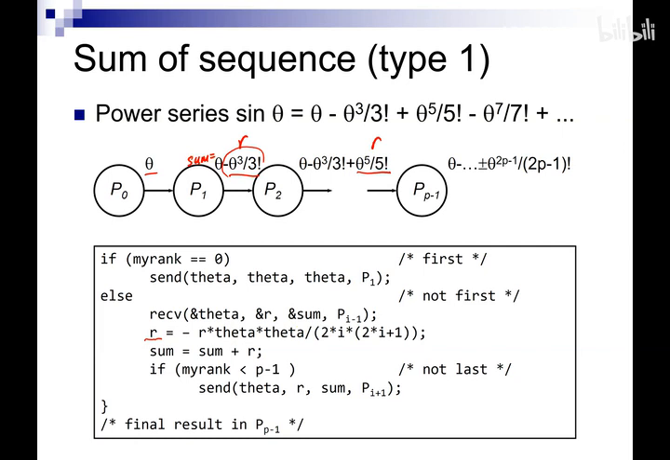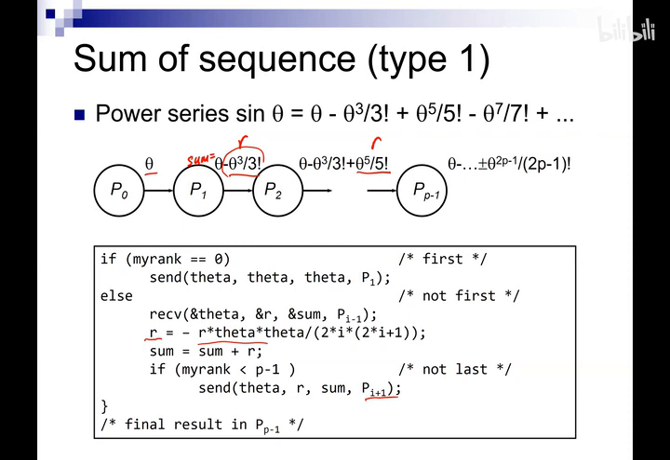Okay, so for example, P2 is going to receive this theta cubed divided by 3 factorial term, the r from P1, right? He's going to do this type of thing to it, so that's going to get his r term, the theta to the 5th power. And then he's going to add that into the sum that he also got from P1, okay? And then if he's not the final process, he's going to send this to the next process. And then you see that the final process will end up with the output.